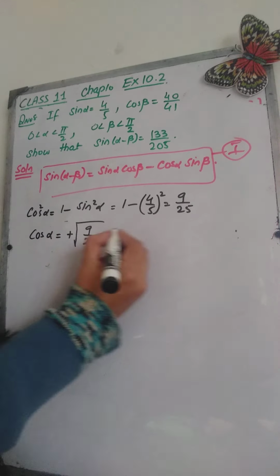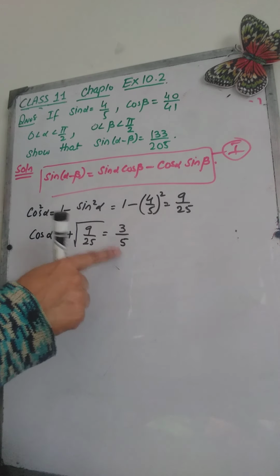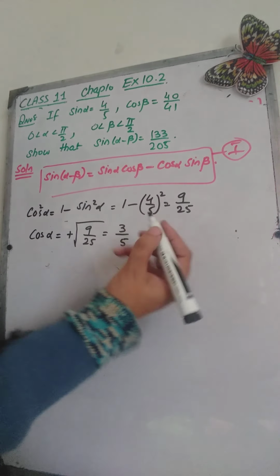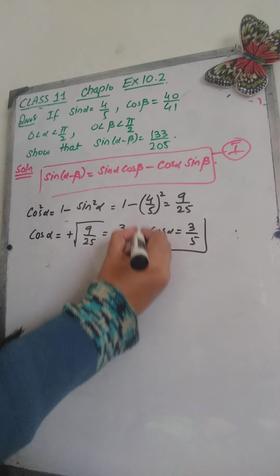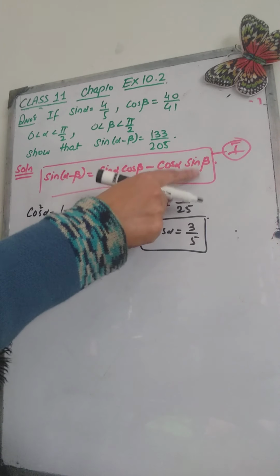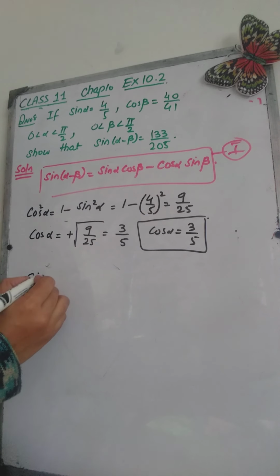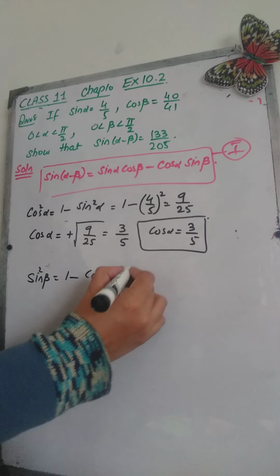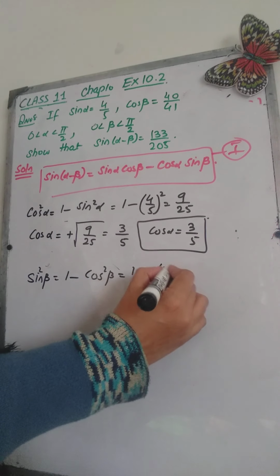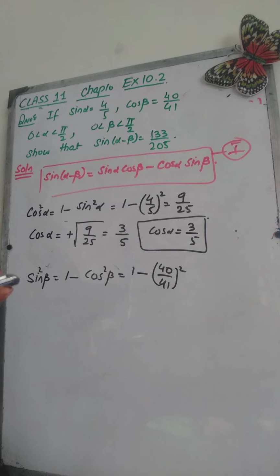So its value will be 3 over 5. Square root of 9 will be 3, square root of 25 will be 5. Okay, so cos of alpha came out to be equal to 3 by 5. Now we need to calculate sine beta. We know the value of cos beta, so sine square beta will be equal to 1 minus cos square beta, and 1 minus cos square beta will be 1 minus 40 over 41 whole square. Now calculating 40 by 41 square.